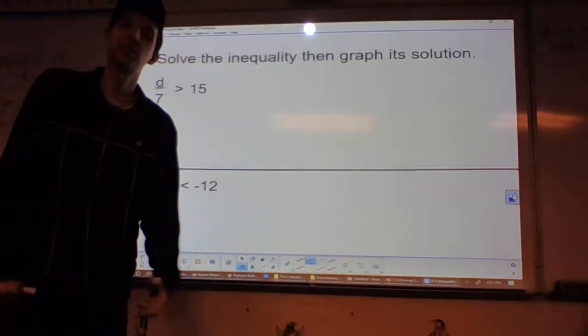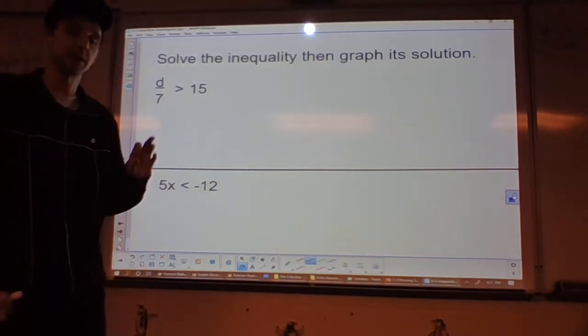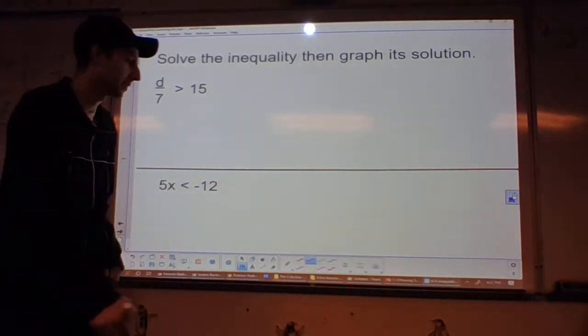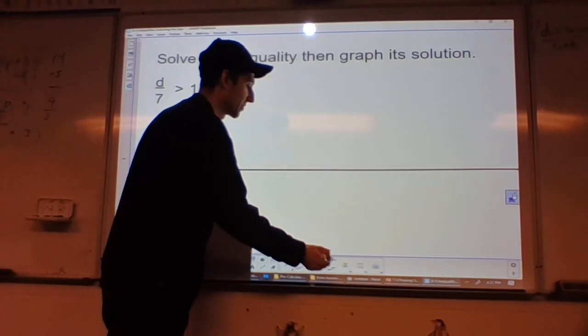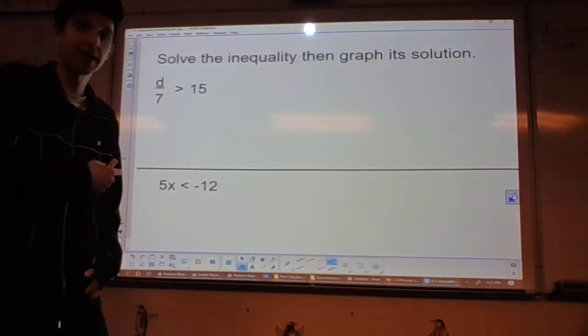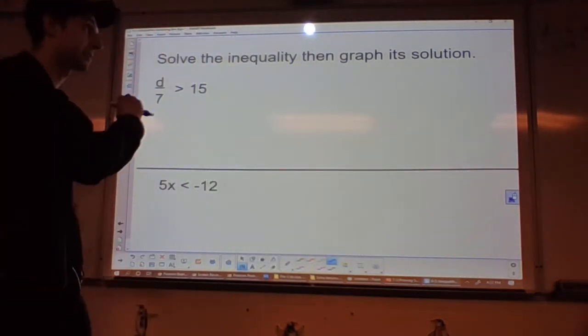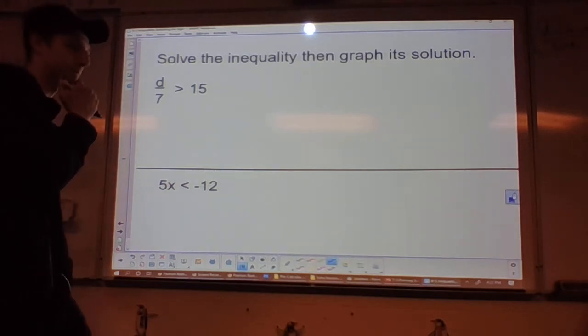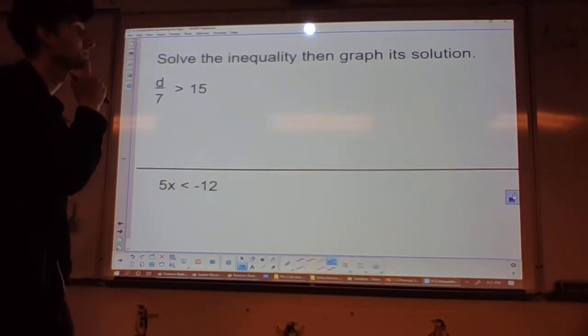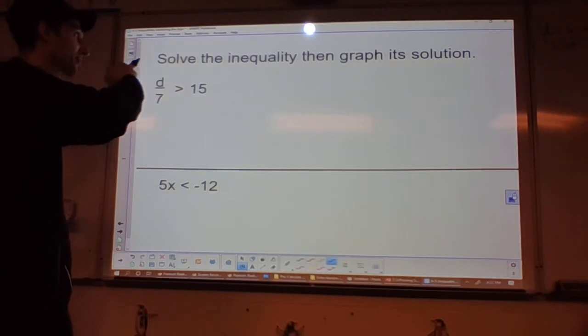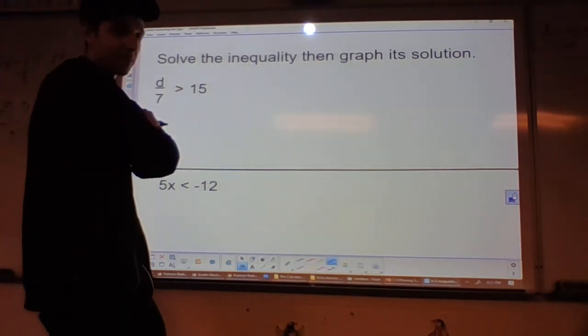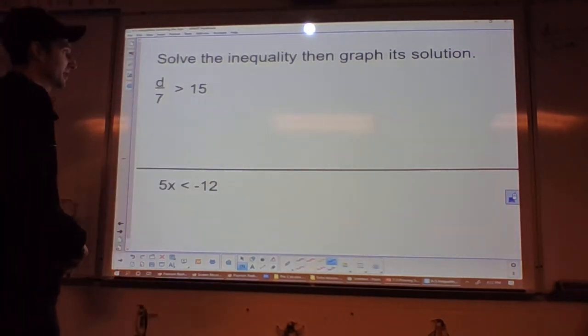So here's a bunch of examples. I hope this gives you a good illustration of when to flip and when not to flip. After each question, I'm going to pause it, and then you guys pick: do you flip, or do you not flip? And then we're going to actually graph the solutions. The solutions represent all the possibilities that would make it true.